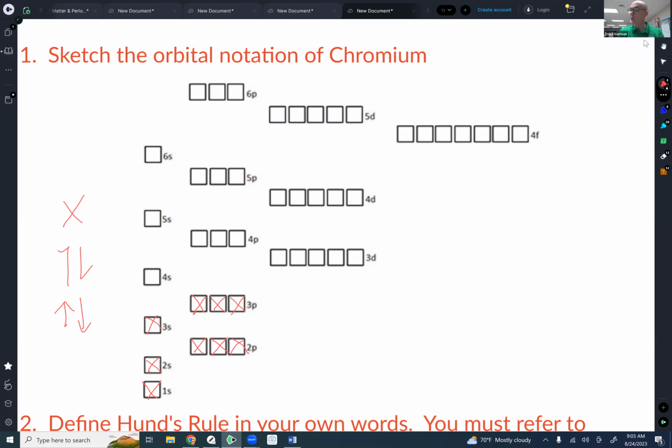And then 4s is number 20, 19 and 20. And then we go to the Ds. And we've got to go to 24. So we've got 1, 2, 3, 4.